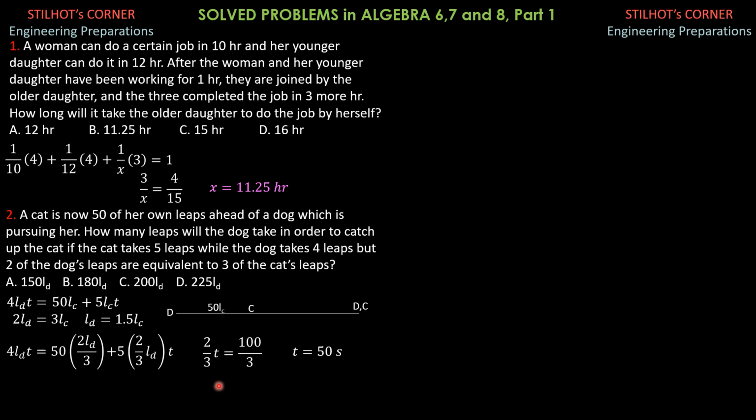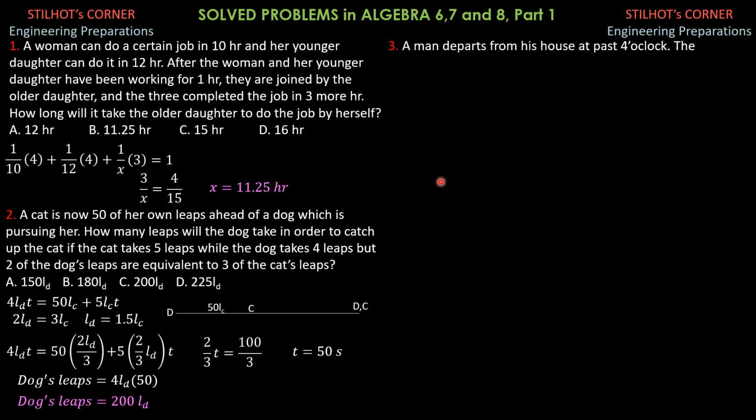So having found t, we now substitute the number of dog sleeps required by the dog to catch up with the cat. So 4 dog sleeps is equal to 4 times dog sleeps times 50 seconds, and that is equal to 200 dog sleeps. So that's it for that problem. Let's proceed to the third one.